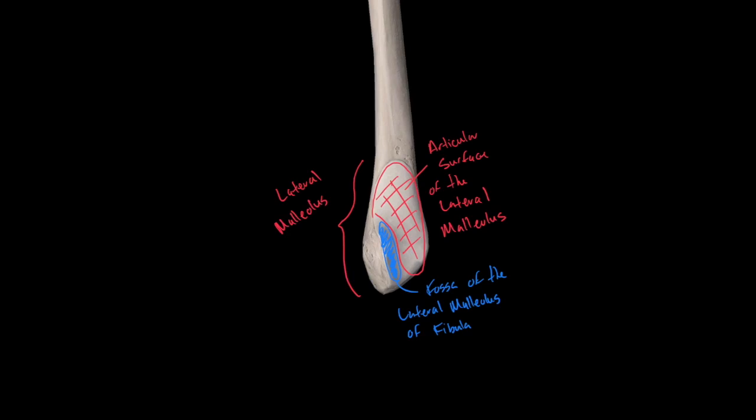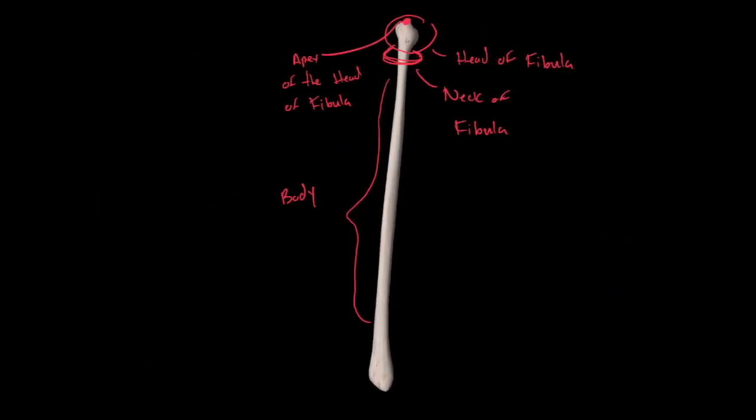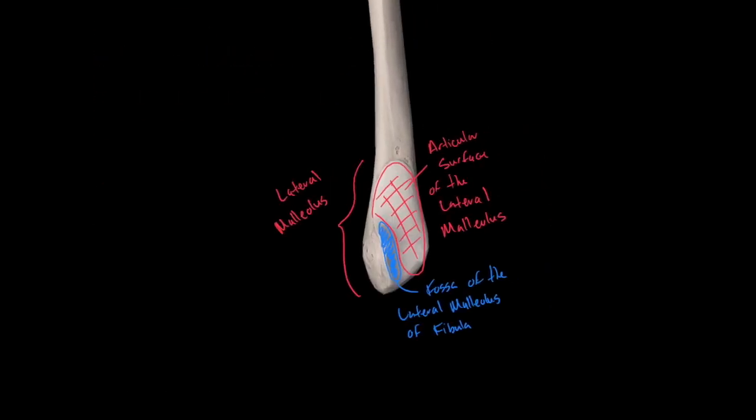Again, we can quickly review since there aren't that many. We have the head of the fibula, we have the apex of the head of the fibula, we have the neck of the fibula, then we have the body of the fibula, which is the whole shaft or the diaphysis of this long bone. Then at the distal end, this whole thing is called the lateral malleolus of the fibula. And on it, on the medial aspect, we have the articular surface of the lateral malleolus of the fibula, and the small depression found on that is the fossa of the lateral malleolus of the fibula.